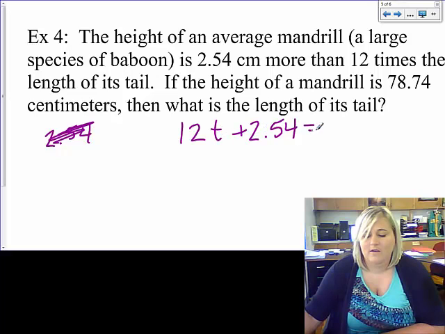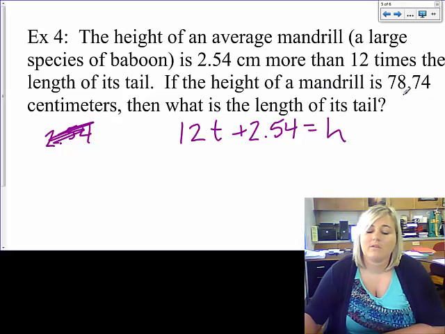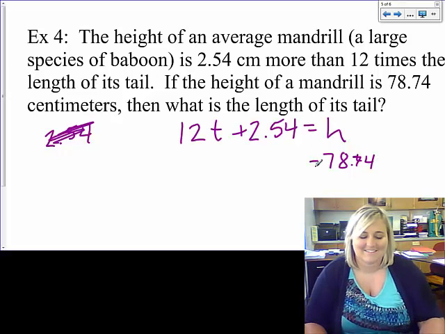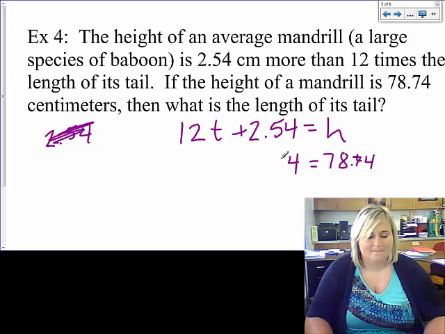And this is equal to the height, so h. So it says if the height of the mandrill is 78.74 centimeters, I'm going to plug in that 78.74 for h and bring everything else straight down, and now I have a problem for me to solve, and I want you to do that on your own paper.